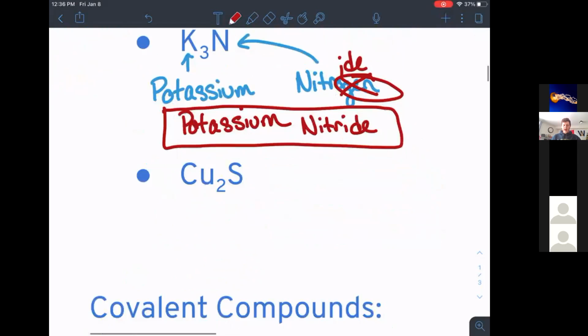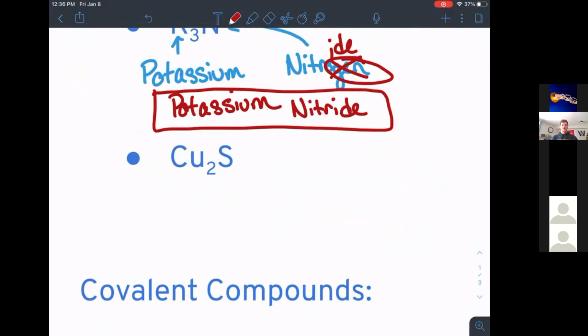We're going to do one more ionic compound. And so this one might be a little bit more difficult. So let's take a look. Let's first identify our 2 elements we have. So what is Cu? Copper. Copper, awesome. And what is S? Sulfur. Sulfur.